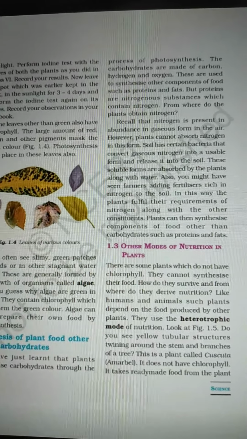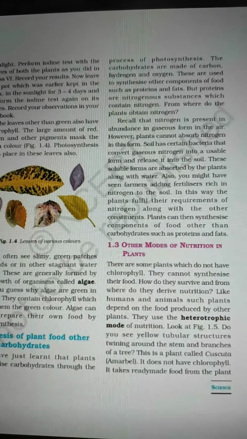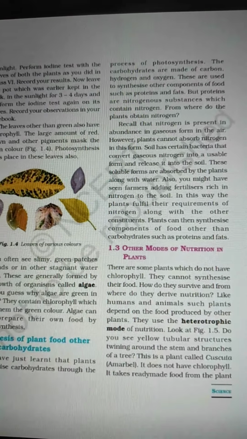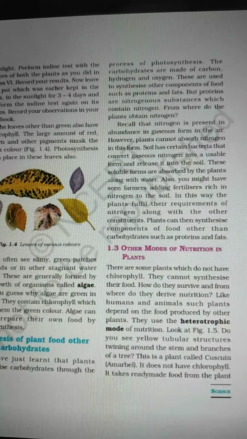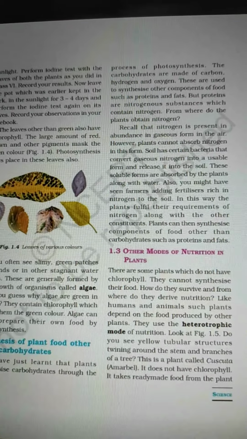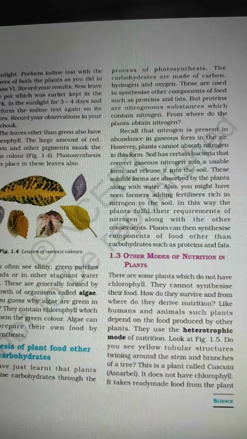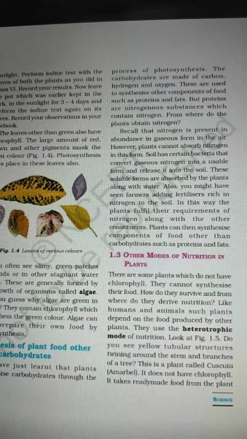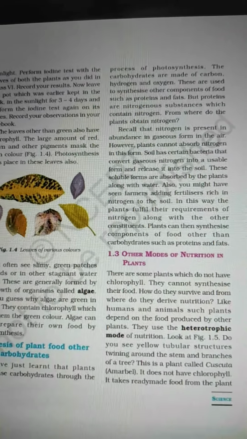There are some plants which do not have chlorophyll. They cannot synthesize their food. How do they survive? From where do they derive nutrition? Without chlorophyll, how do they make food and how do they live without nutrition, because nutrition is important for all living organisms, for plants also. So how they get food and nutrition, that we will read here.